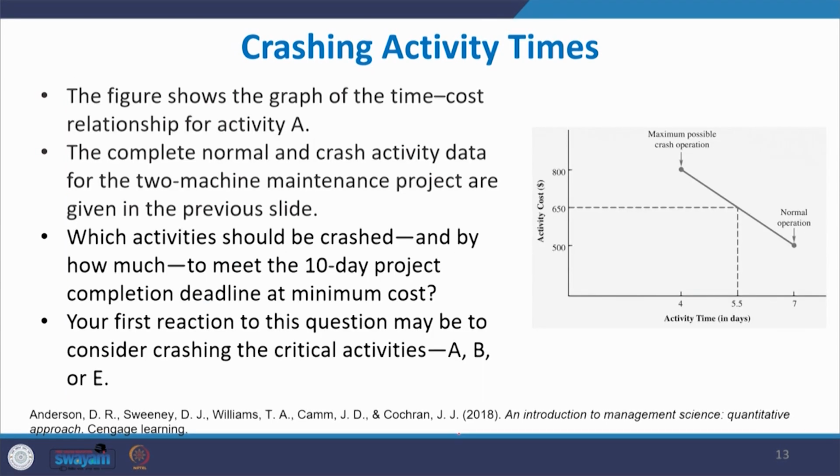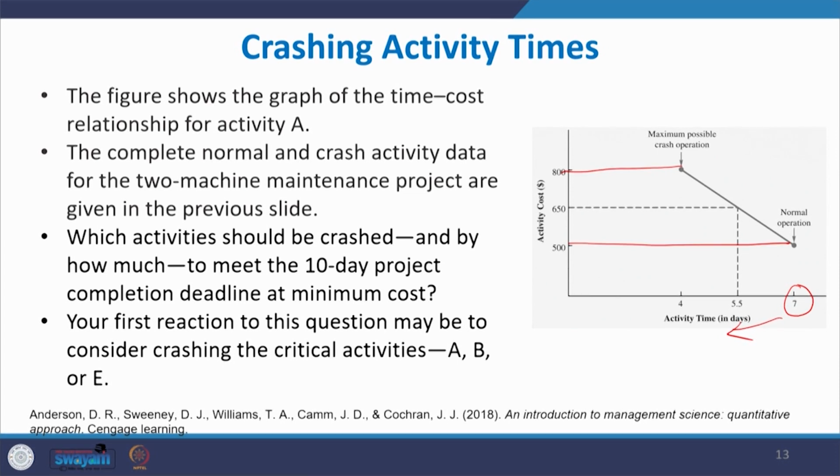This figure shows the graph of the time-cost relationship for activity A. For activity A, the normal duration is 7 days, that is the normal operation. The cost for completing this activity in 7 days is $500. When you compress the time, for example to 4 days, the cost will be $800. So, what we understand is that when you compress the time, the cost increases.